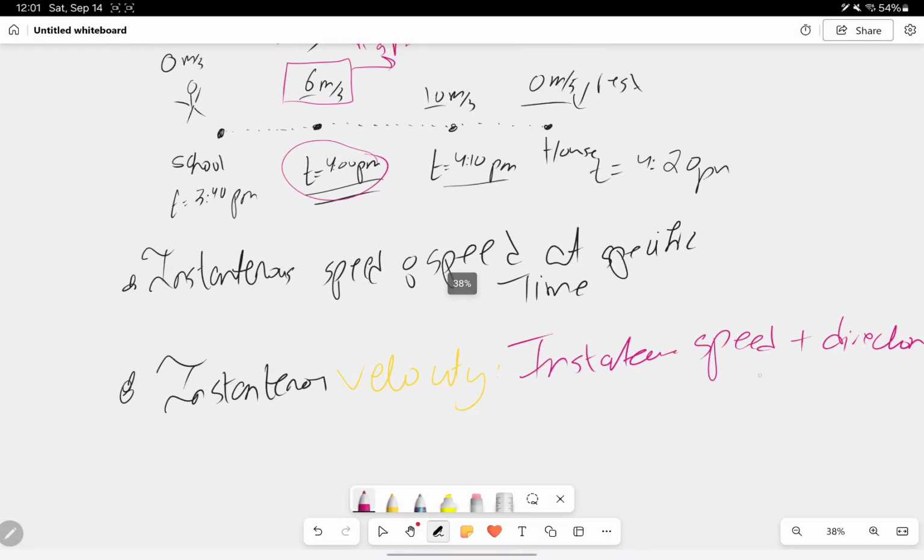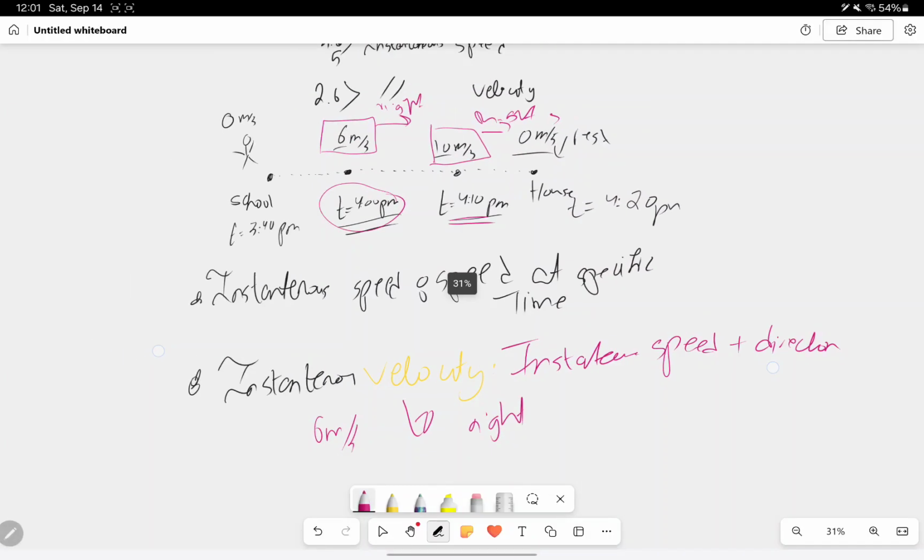Now this value can represent instantaneous velocity: 6 meters per second to the right. This represents instantaneous velocity. For example, at time equal to 4:10, his speed was 10 meters per second, also moving to the right. This value also represents instantaneous velocity. So if I add a direction to the speed, it becomes velocity. And that's the total idea about it.